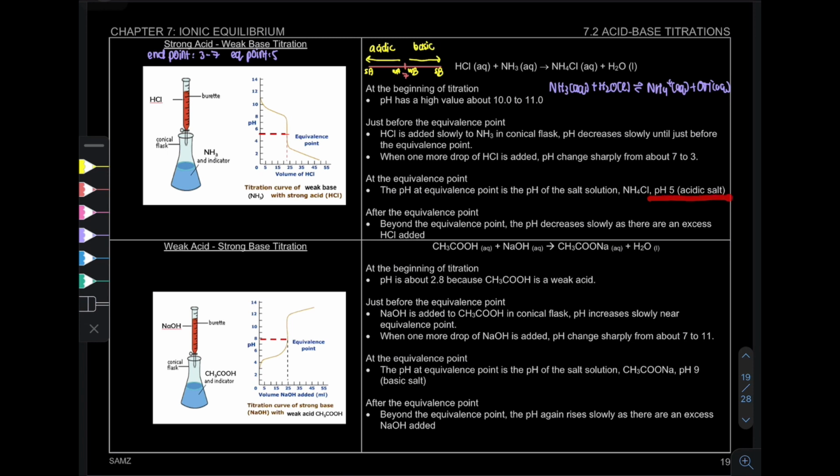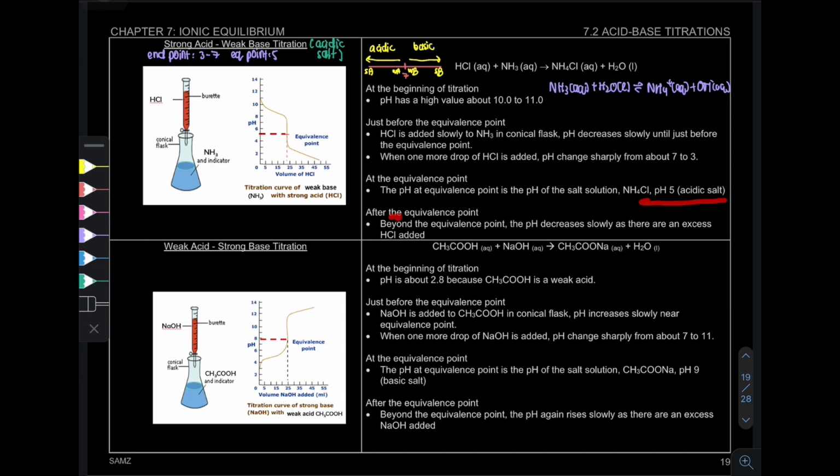Dia adalah acidic salt. But remember, strong acid weak base akan form acidic salt. Okay, so acidic salt dia is not 7, bukan 9, dia mestilah lesser than 7, which is 5 lah dalam case ni. Okay, so when one more drop of HCl, yang ni mesti kat sini lah kan. So dia adalah acidic salt.